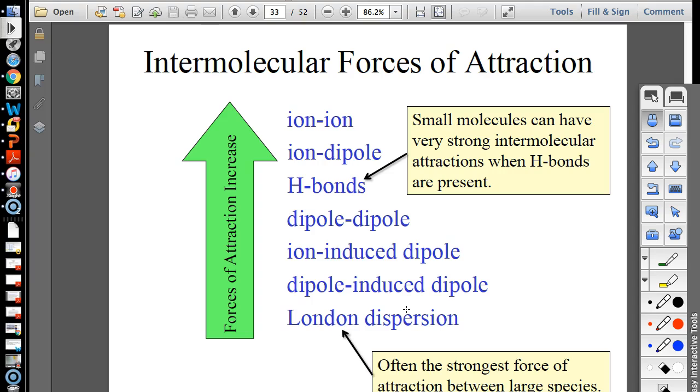Does it change you chemically? No. Well, it doesn't.